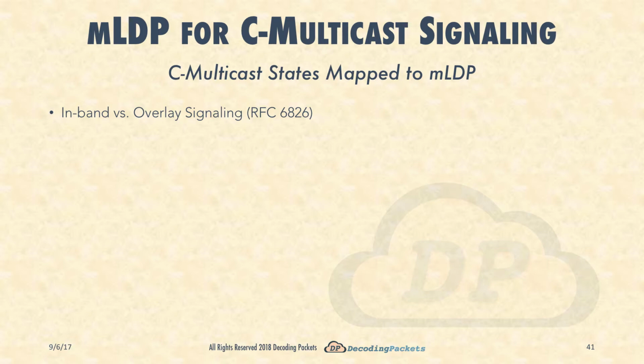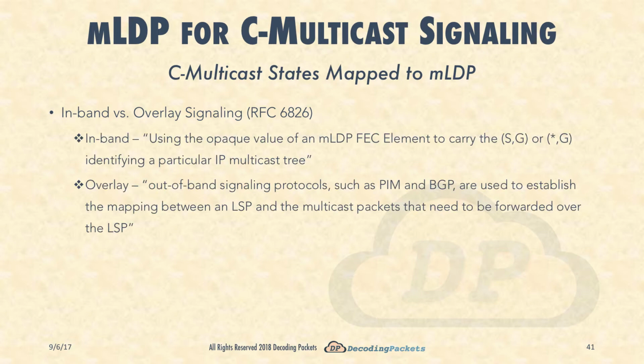Well, the RFC that defines the solution has some pointers. In-band means using the opaque value of an MLDP FEC element to carry the S,G or *,G identifying a particular IP multicast tree. And overlayers, out-of-band signaling protocols such as PIM and BGP, are used to establish the mapping between an LSP and the multicast packets that need to be forwarded over that LSP.